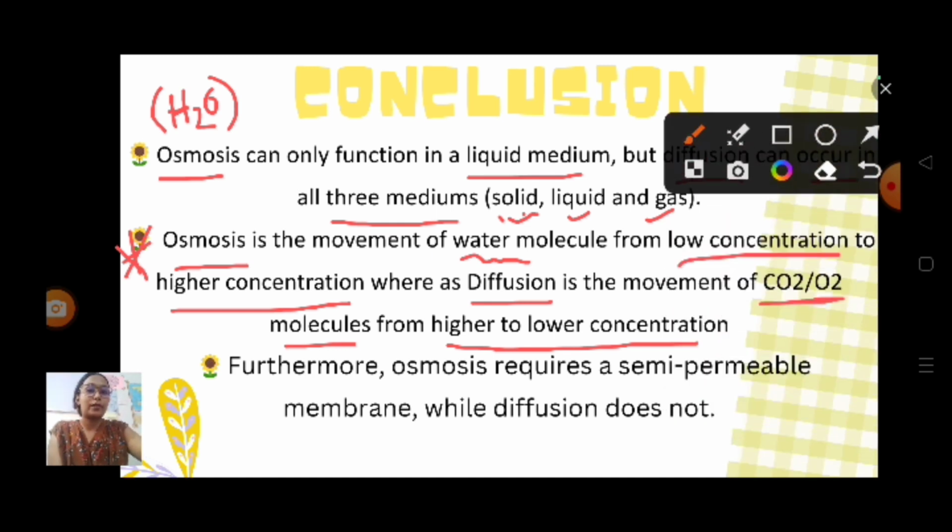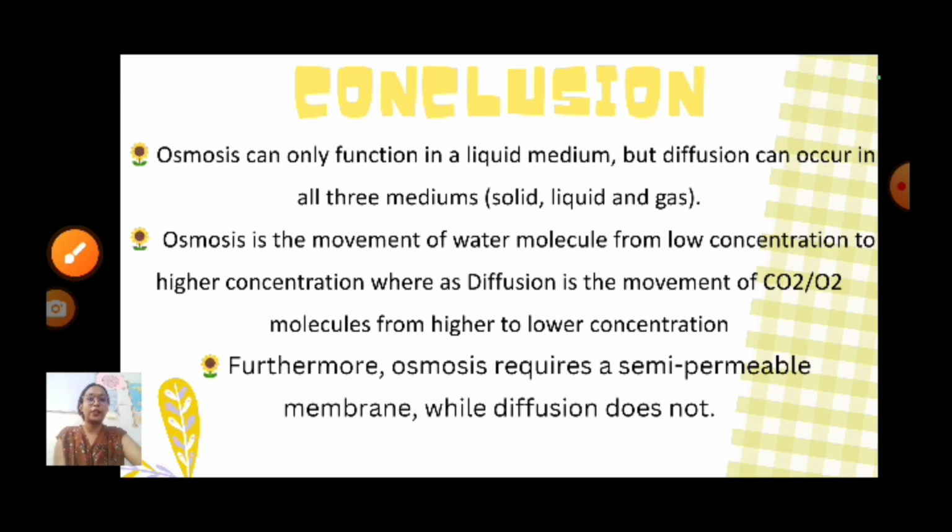Now the next point, the last point. Furthermore, osmosis requires a semi-permeable membrane. So in the definition of osmosis I have already mentioned the semi-permeable membrane, but diffusion does not. It's not necessary for diffusion to need a semi-permeable membrane. But in osmosis you need a semi-permeable membrane. Clear now? You can take a screenshot of it if you want.